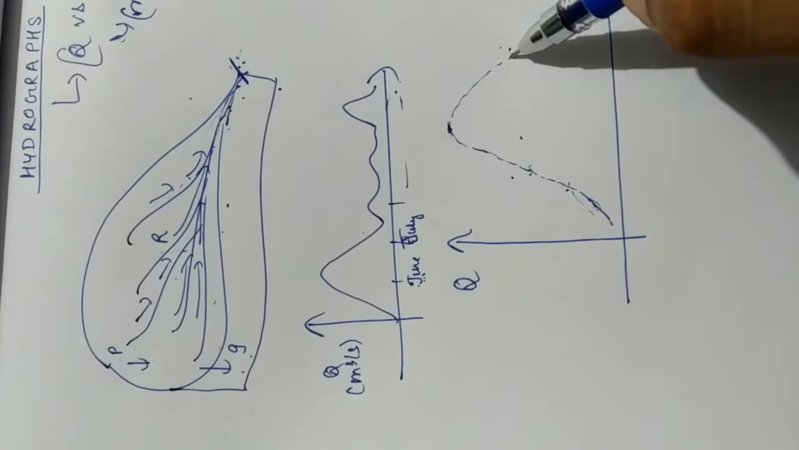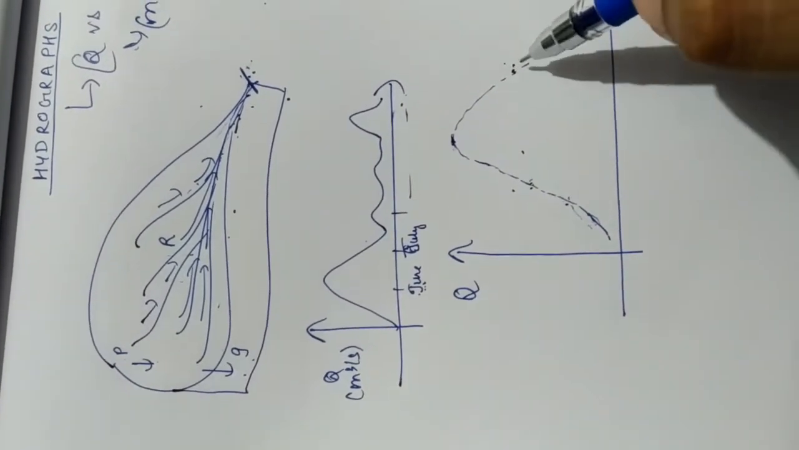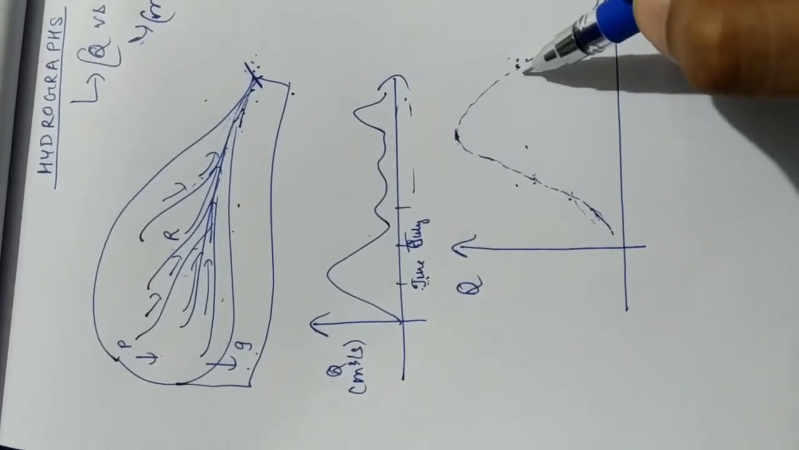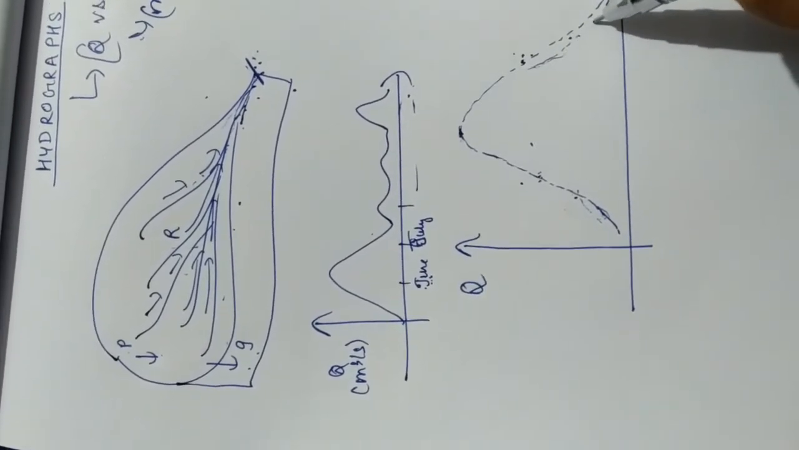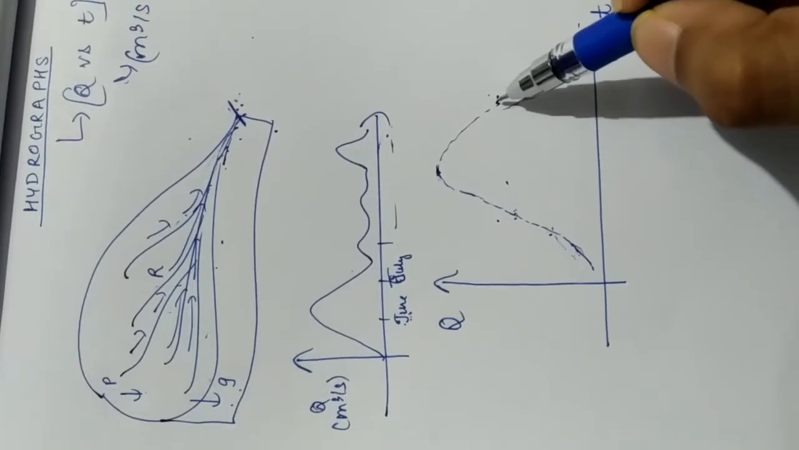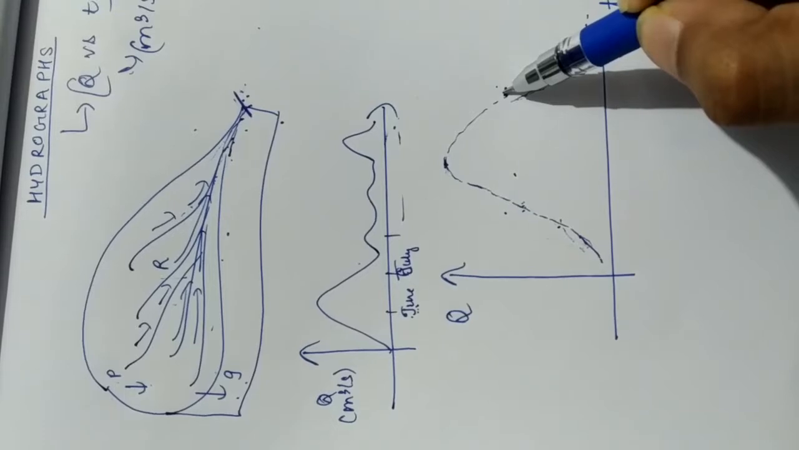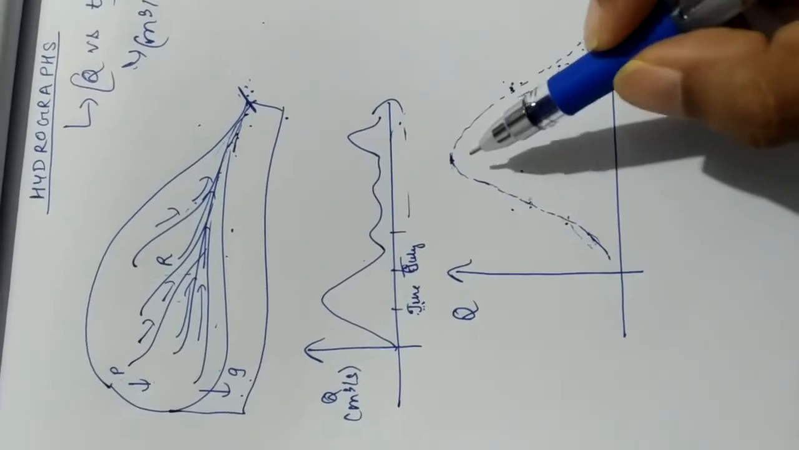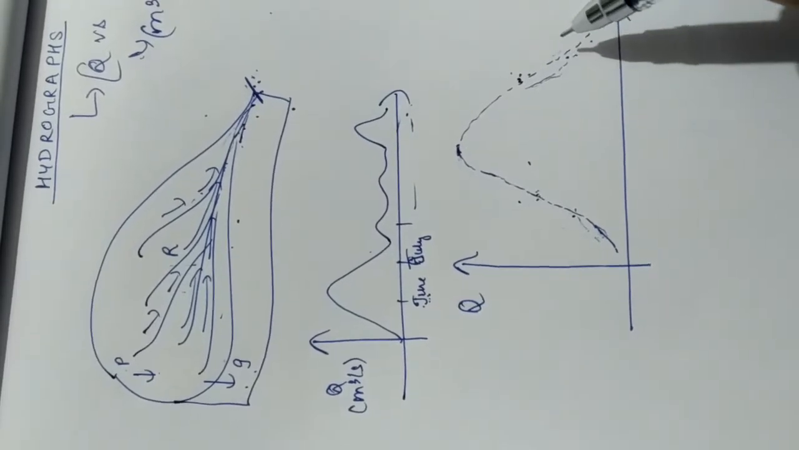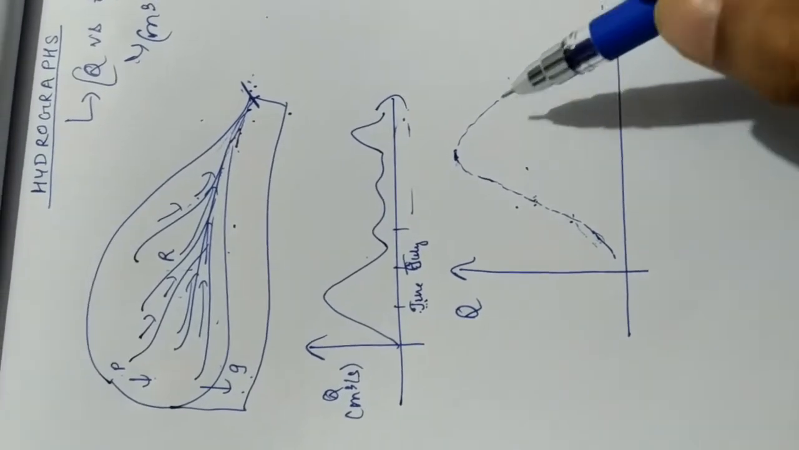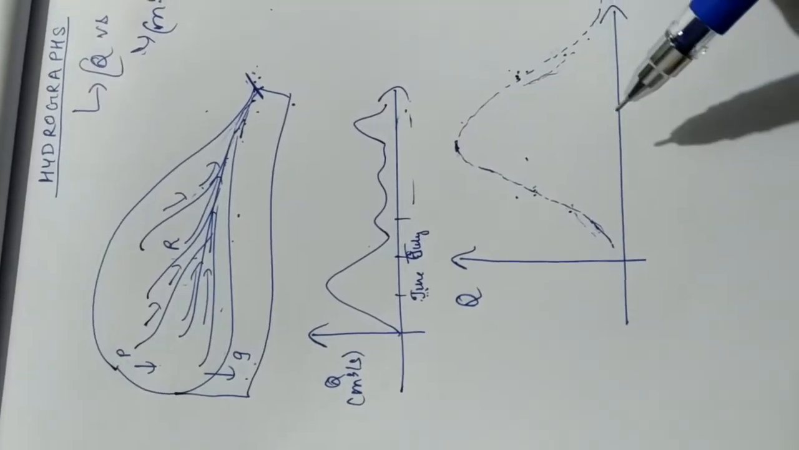Whereas if I talk about this limb, that is called the falling limb, this is that portion of the hydrograph where the runoff is decreasing in the river. So that rate is decreasing. This will only depend on catchment factors, because the rainfall has stopped. Now the water will start decreasing in the river. If the rainfall doesn't stop, you will continue to get the hydrograph.